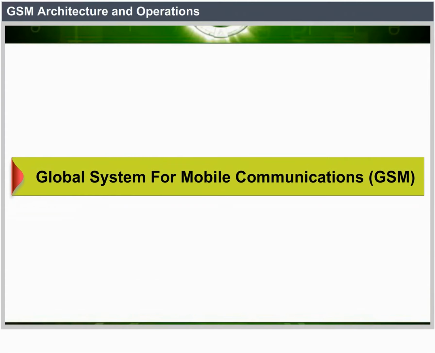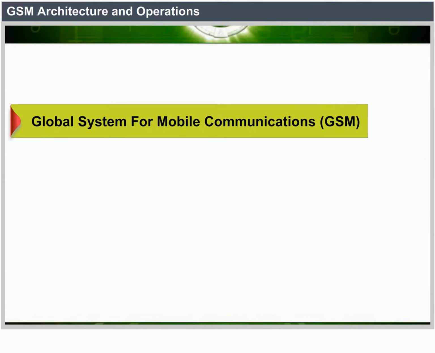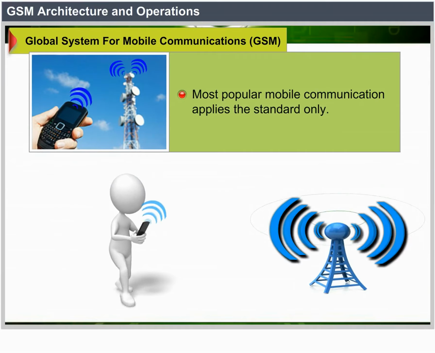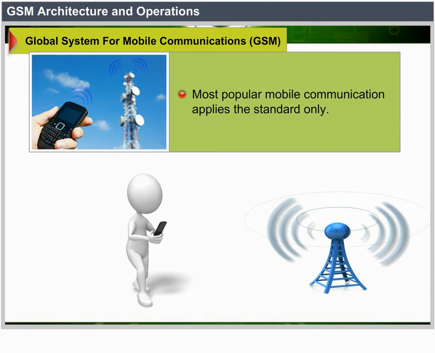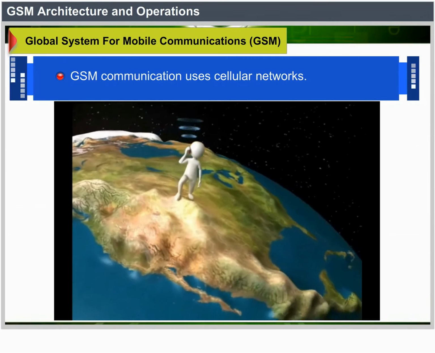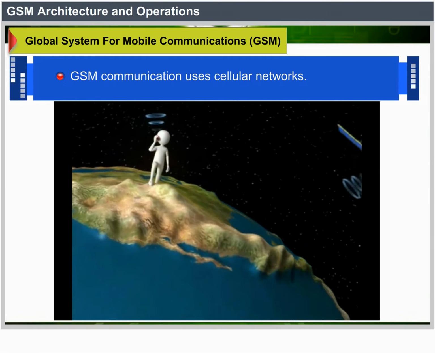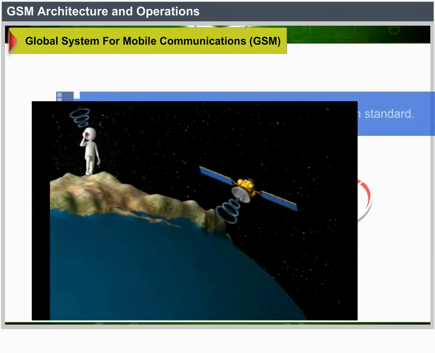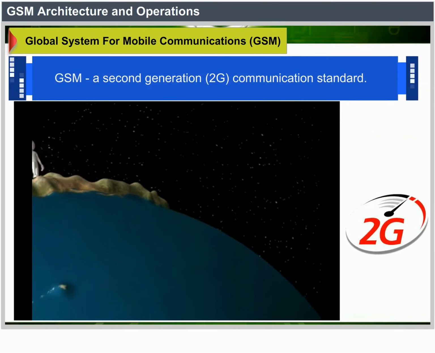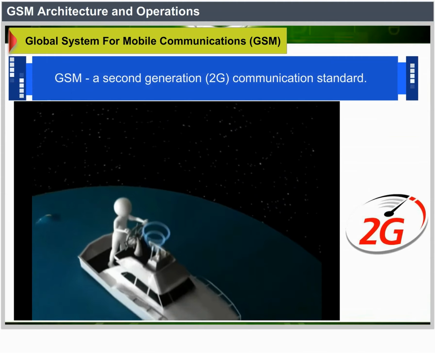Global System for Mobile Communications. Most popular mobile communication standard. GSM communication uses cellular networks. GSM, a second generation 2G communication standard.